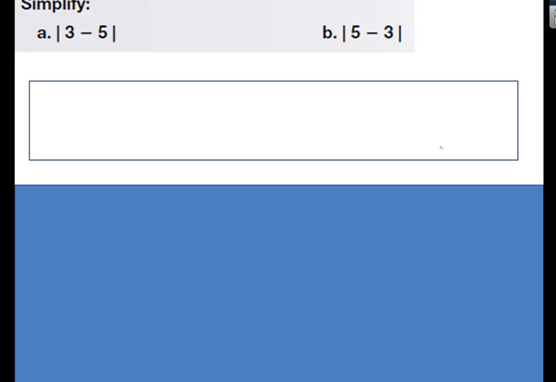Okay, so let's look at A here. 3 minus 5 is -2, and the absolute value of -2 is 2. 5 minus 3 is 2, and the absolute value of 2 is 2. So our answer in both of these, A and B, is 2.